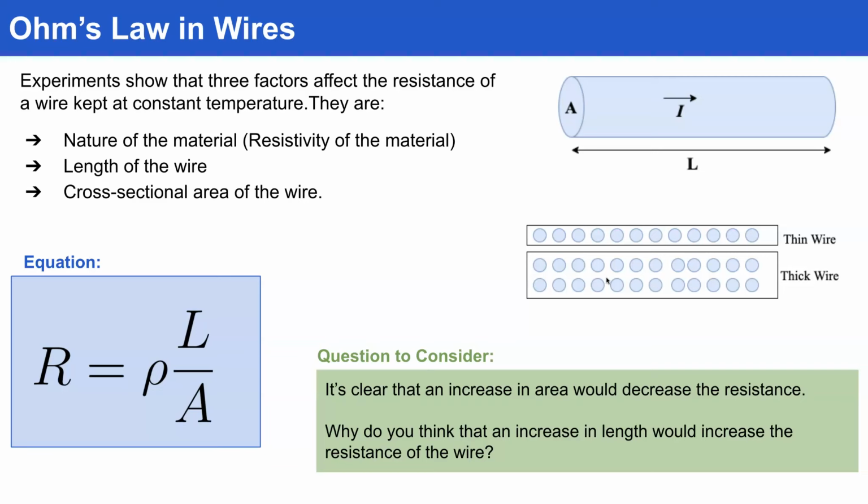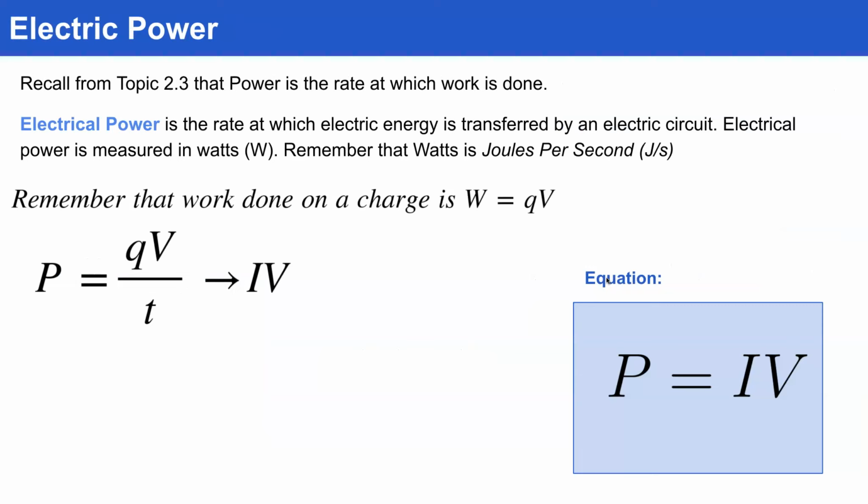Alright, electrical power. Recall from topic 2.3 that power is the rate at which work is done. Electrical power is the rate at which electrical energy is transferred by an electric current. Electrical power is measured in watts. Alright, and recall from topic 2.3, the unit of watts is joule per second. And remember, the work done on a charge is Q times V.